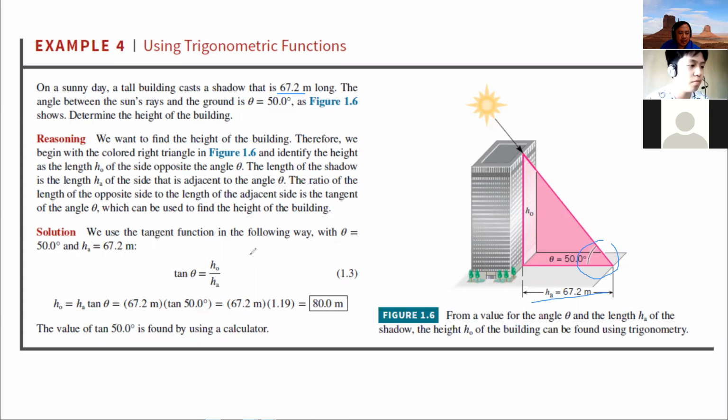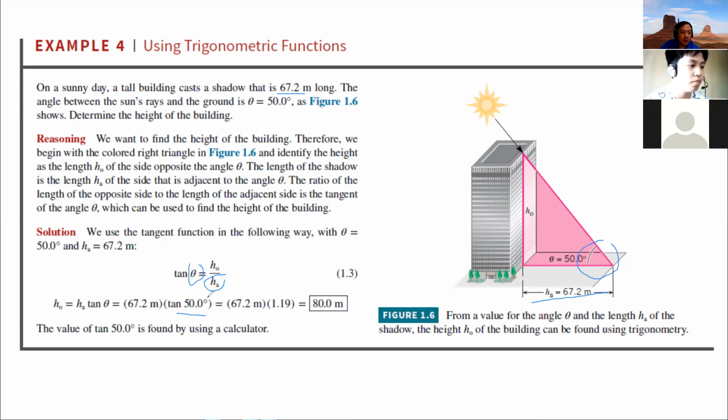we use tangent because we don't know the hypotenuse. So you cannot use the cosine and the sine, since they involve the hypotenuse. We will use tangent because it involves the adjacent and the opposite side, and the opposite side will give you the height. So therefore, tangent theta, where theta is 50 degrees, is h sub o over h sub a. And h sub a is known, theta is known, so you can solve h sub o. Therefore h sub o is h sub a times tangent theta, just cross multiply.